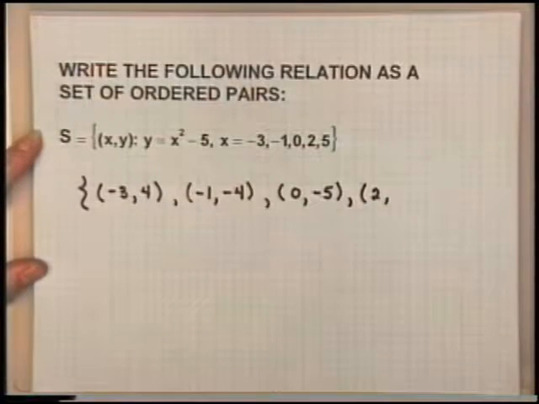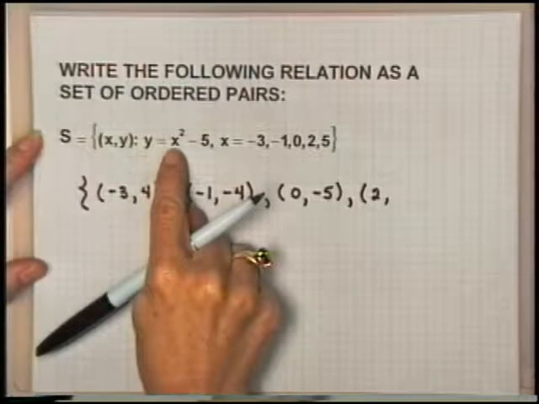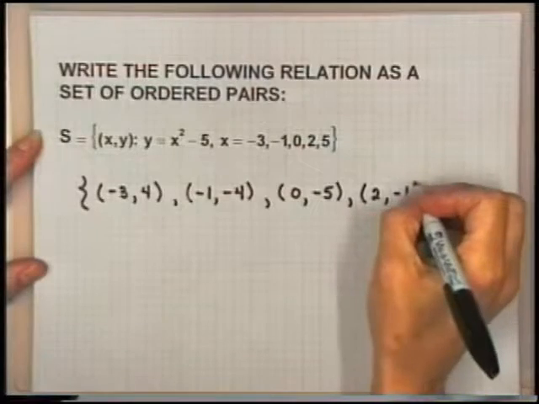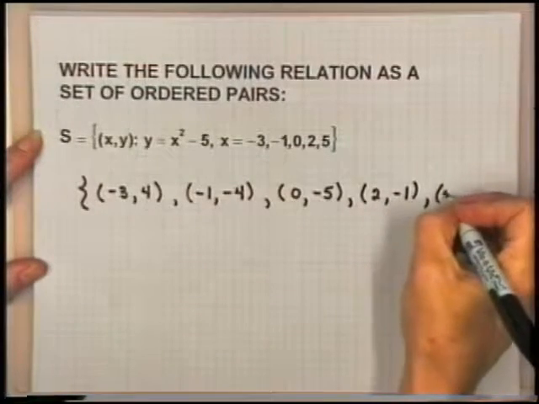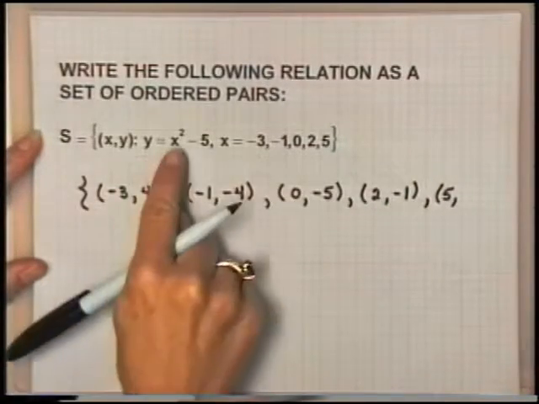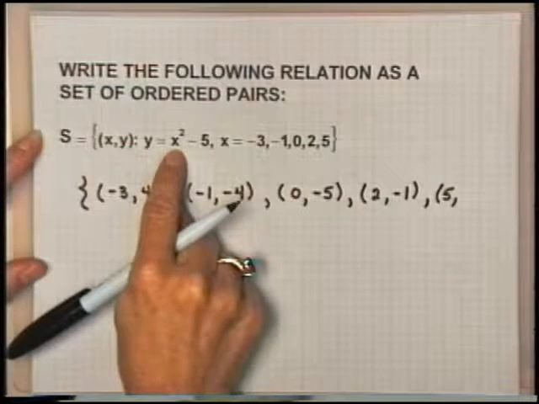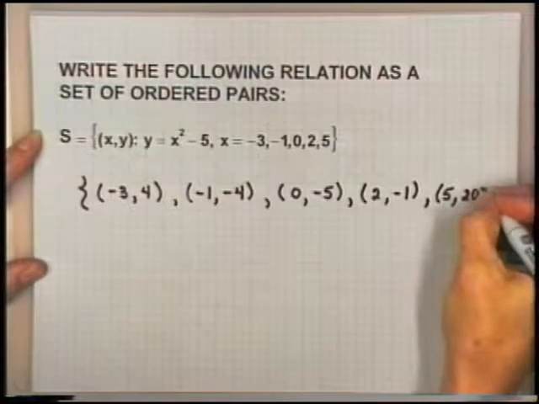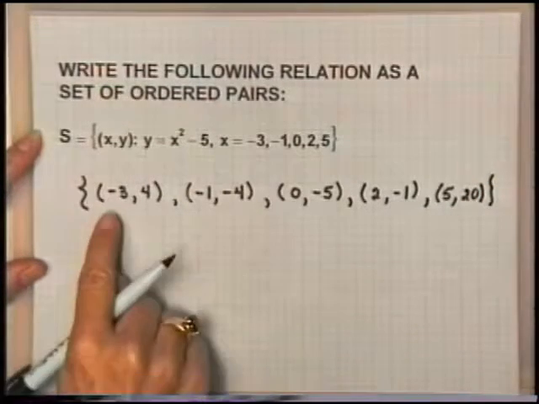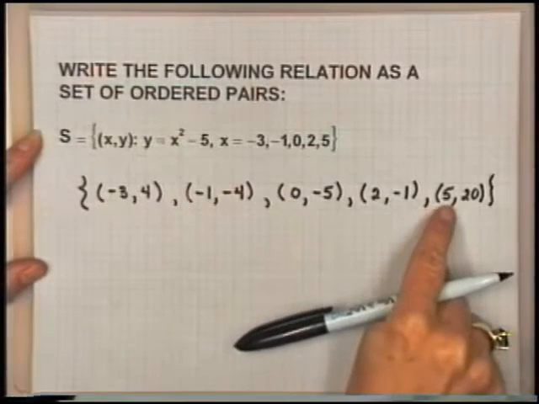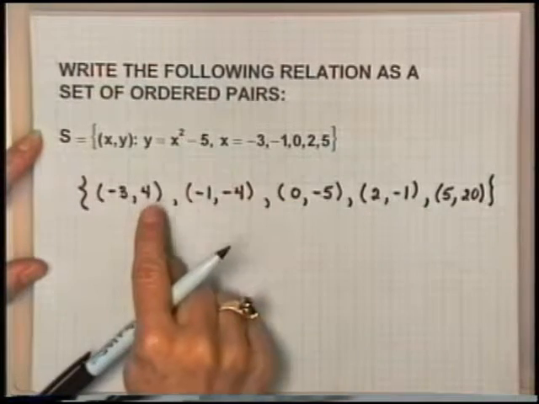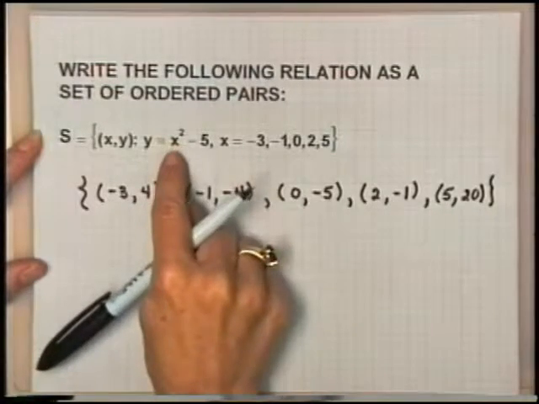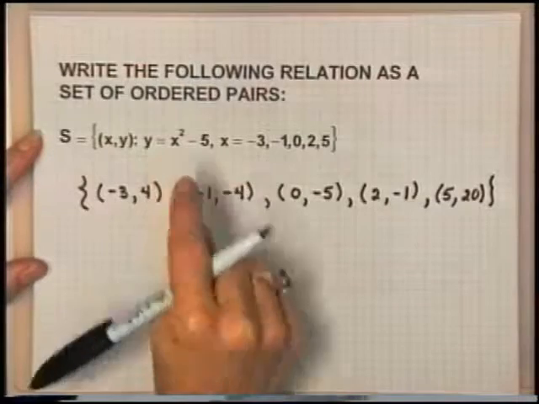Then we'll use the number 2 for x. 2 squared is 4. 4 subtract 5 gives me -1. And then finally, my last number for x is 5. 5 squared is 25. 25 subtract 5 would be 20. We have used every one of the x values that was given to us, and we have written the corresponding y value that comes from this relationship.